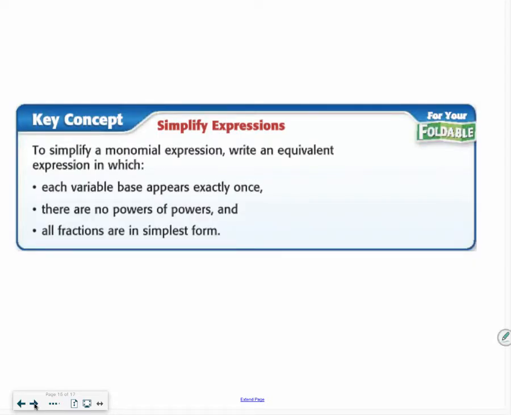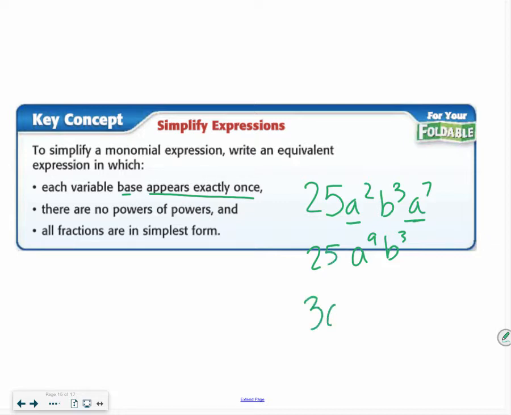Now let's just talk quickly about simplifying expressions. Remember, in order for a monomial to be completely simplified, you need to have each variable base that appears only once. That means I can't have 25a squared b cubed a to the 7th because I have two different a's. I need to combine those to the a to the 9th. Same thing goes if I add a 3a squared 4b squared. That would not be simplified until I combined my 3 times 4. Okay, so that's what that means.